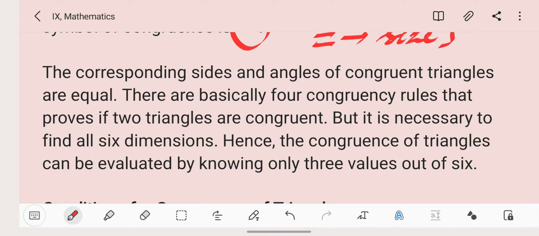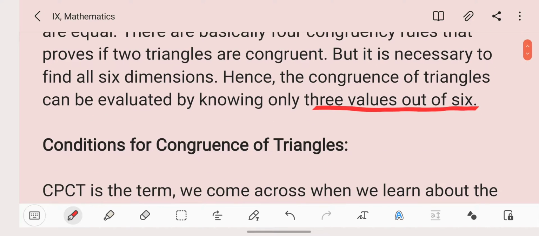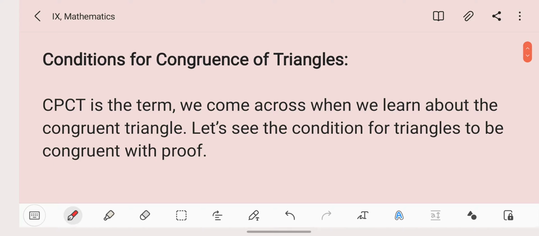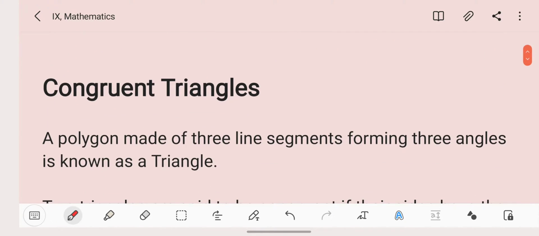There are basically four congruence rules that prove if two triangles are congruent, without it being necessary to find all 6 dimensions. Out of the 6 dimensions, only 3 values can be evaluated to make the triangles congruent. Condition for congruence of triangles. CPCT is the term we come across when we learn about congruent triangles. Let us see the condition for triangles to be congruent with proof.